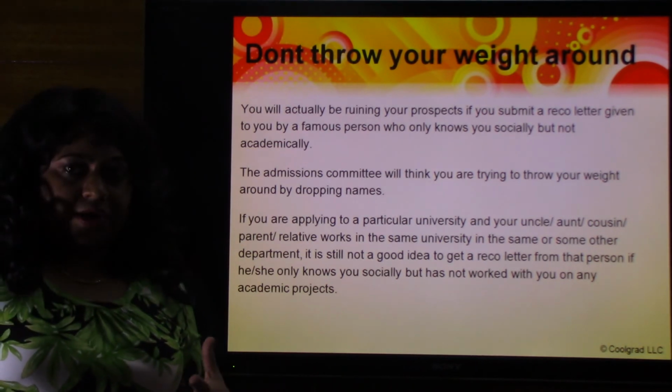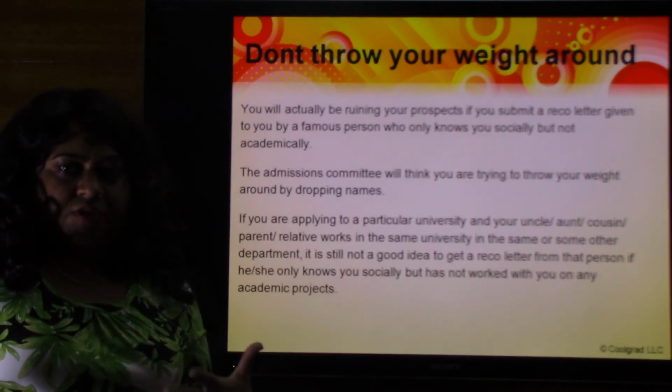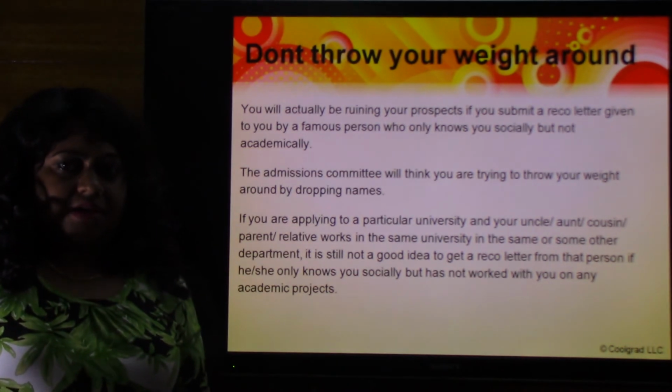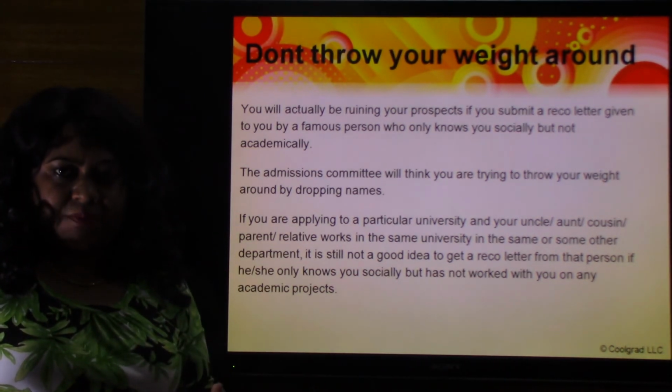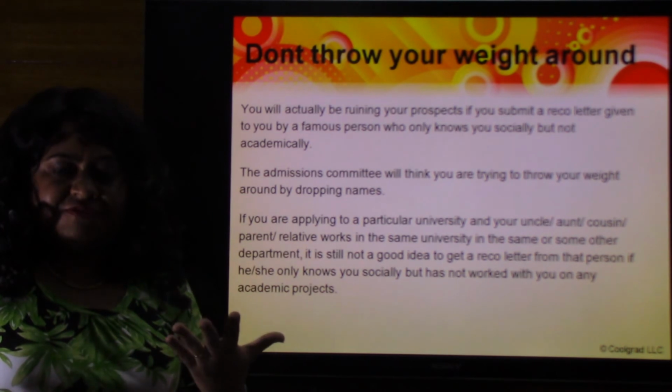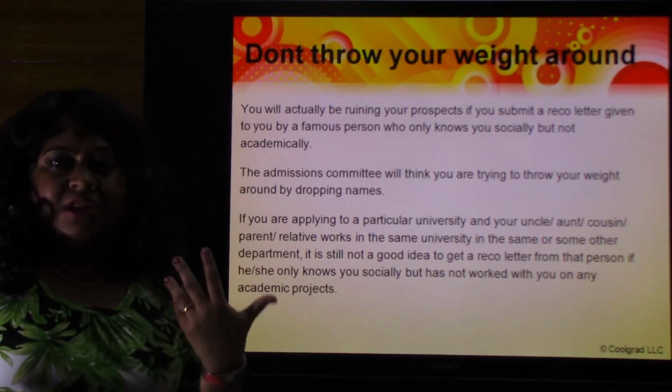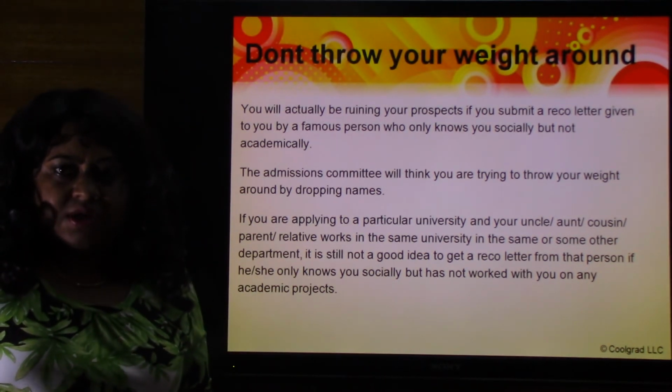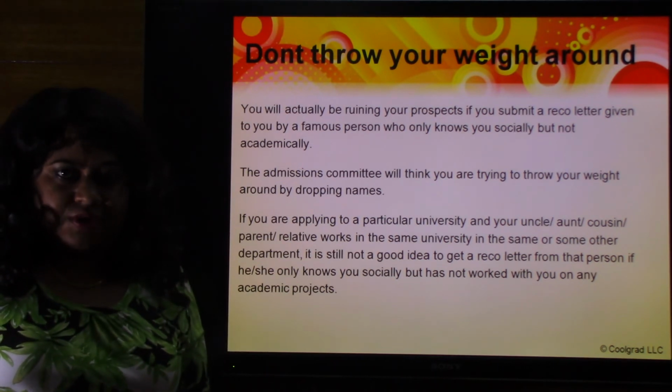So if you are looking only for really famous people to give you recommendation letters, and if you're just trying to impress the admissions committee by saying, hey, look, I got these top really famous people to refer me, but if they're not really qualified to assess you, it's going to weigh your application down.